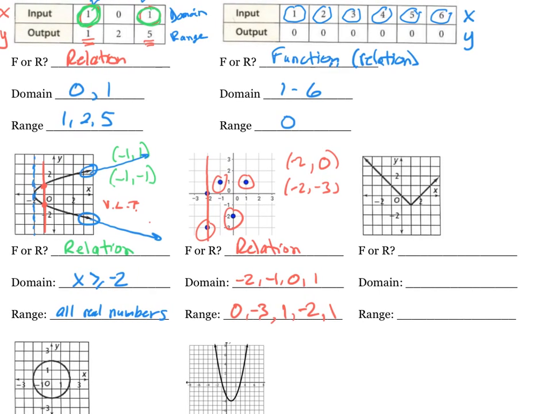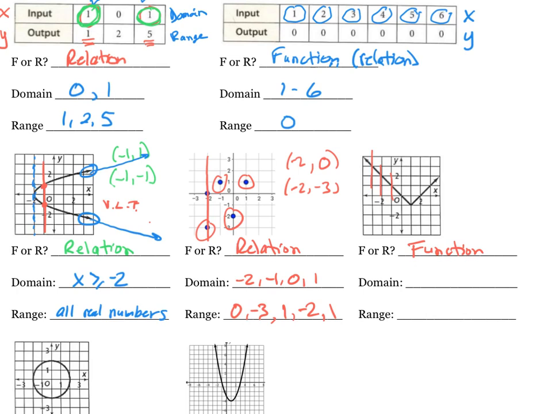Now, this next graph looks like a V, okay, and has arrows, which means it goes on forever. If you look, is there anywhere I could draw a vertical line that would hit this graph twice? And if you look carefully, there really isn't. So this would be a function. It is also a relation, but a function is a more specific answer.